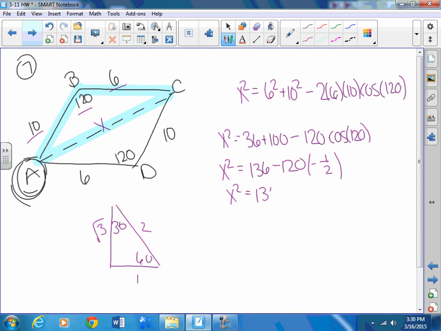So x squared is going to equal 136 plus 60, which is 196. And I'm pretty sure the square root of 196 is 19, 16, I don't know. Square root 196, 14. I was way off. Plus or minus 14. We reject the negative. So x is equal to positive 14.